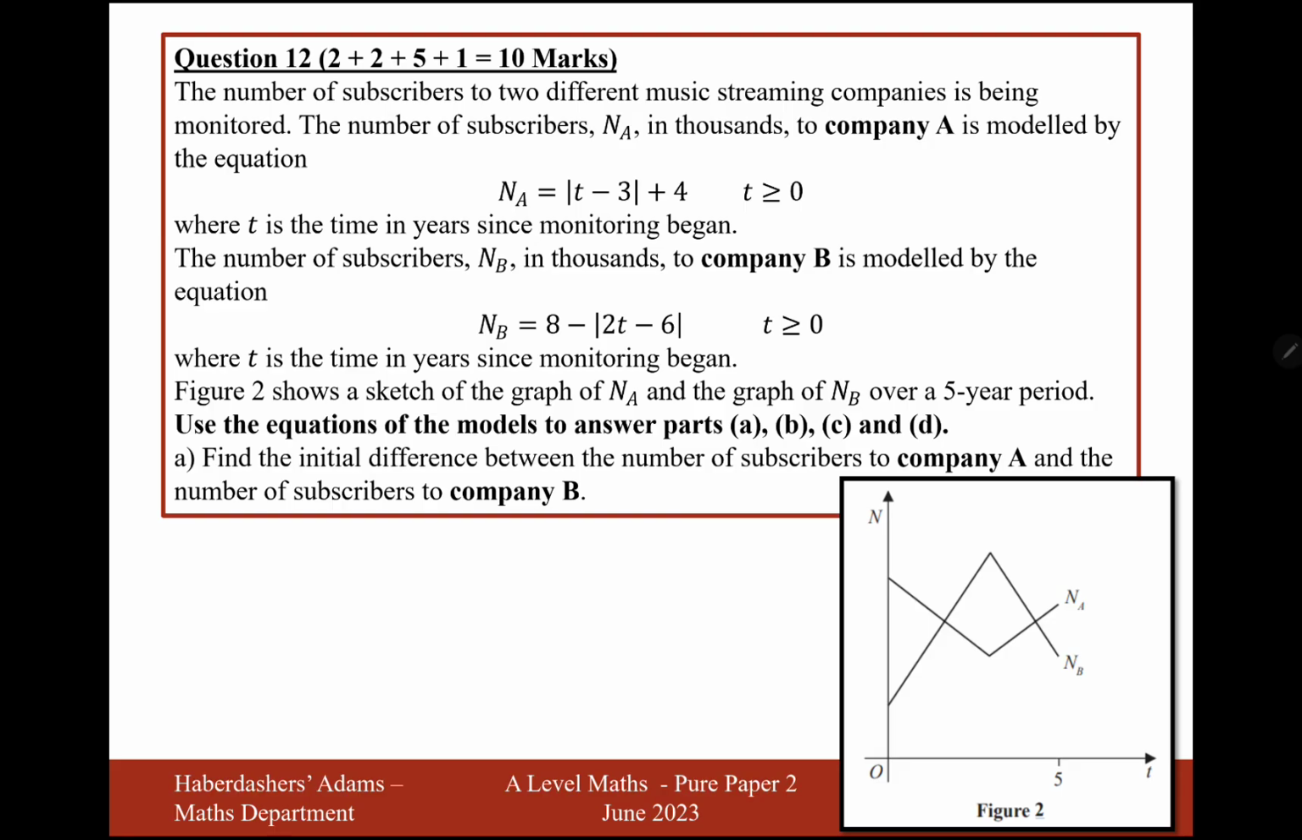Right, so initial always means when t equals 0. If I had £1 for every time I said that, I'd be a rich man.